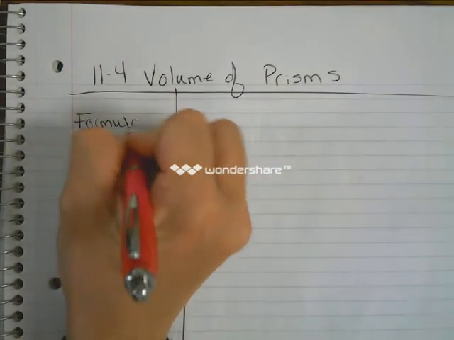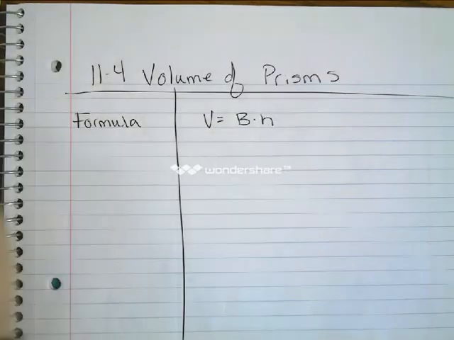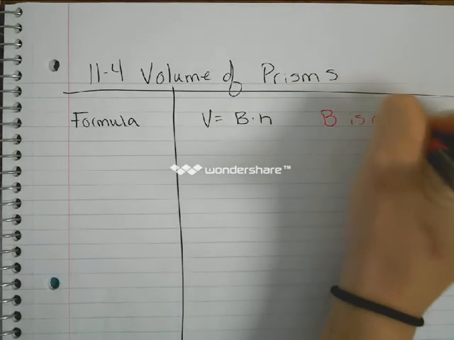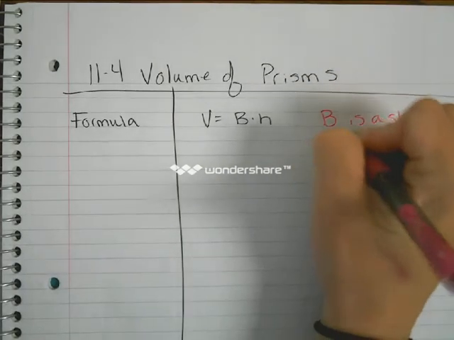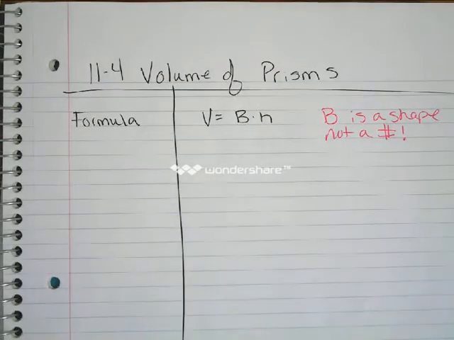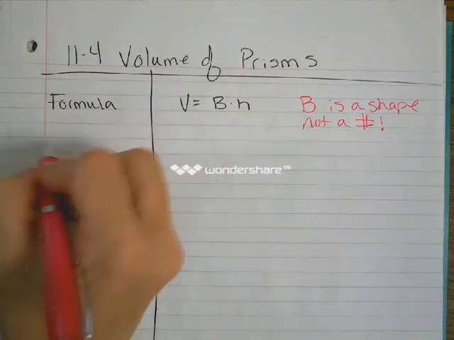Formula for volume of a prism is just big B times H, but remember, big B is a shape, not a number, right? Big B stands for area of the base. Okay, so we'll go straight into examples this time.